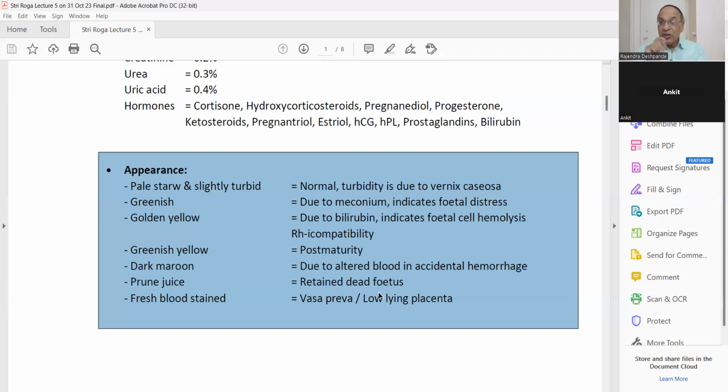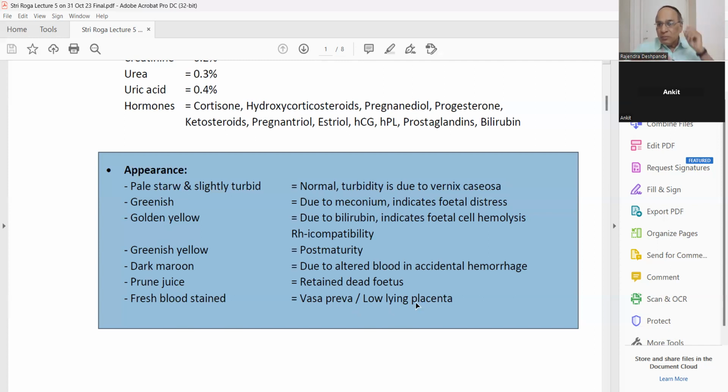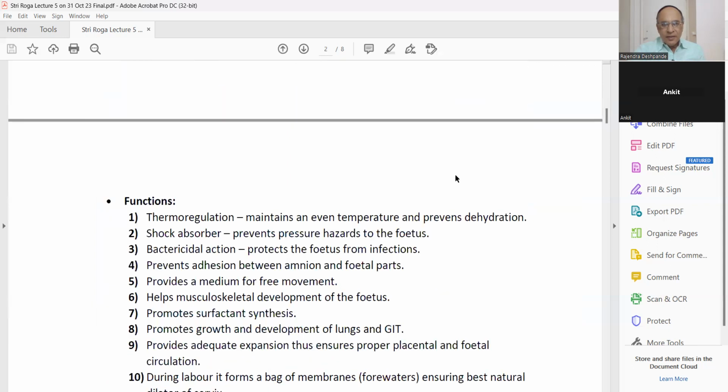IUD, please write down. Mruta Garbha, intrauterine death. That is then given the amniotic fluid changes. That becomes prune juice. Then fresh blood stain. That is because of the low lying placenta. Placenta is at the bottom of the mother's vaginal part. It's coming down, more down. That is called the low lying placenta. So this is in general pathological. First is only normal. Okay, we will go further.